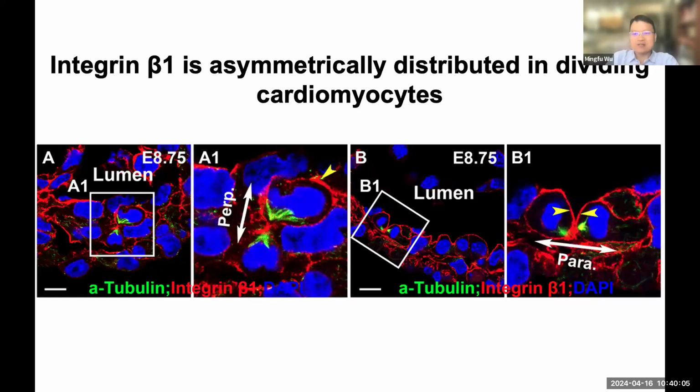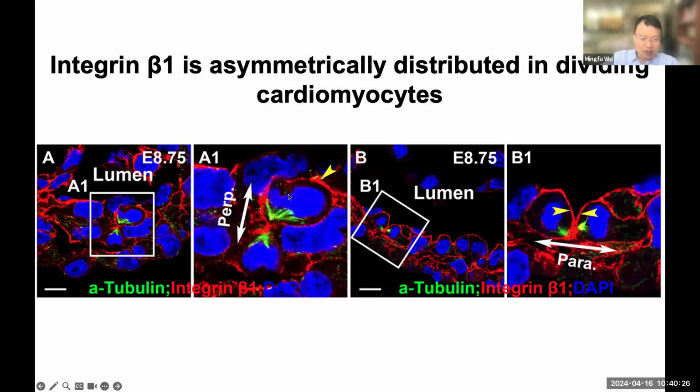Okay, well, first thing, I want to tell you that integrin beta-1 is asymmetrically distributed in the asymmetrical cell division. As I told you earlier, integrin beta-1 is enriched in the luminal side of cardiomyocytes, right? And what about in the asymmetrical cell division?